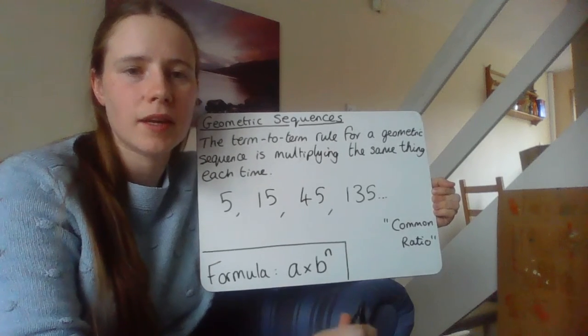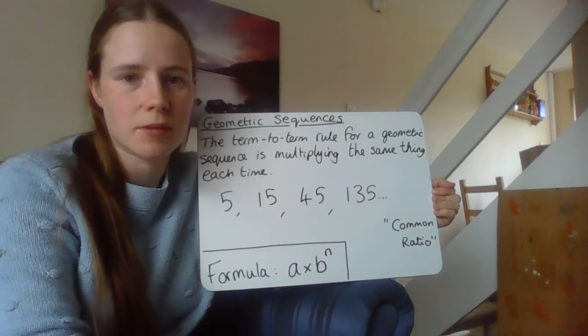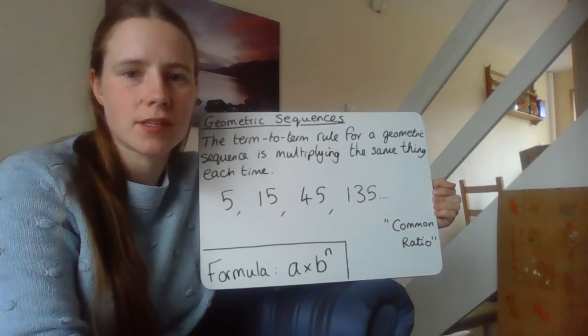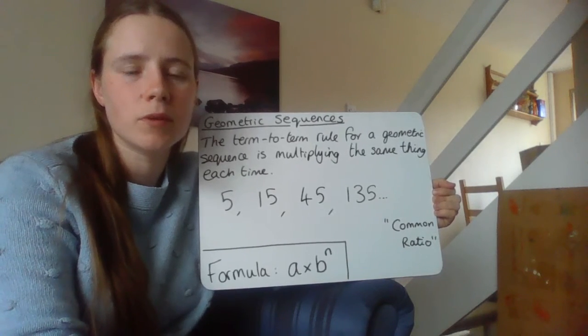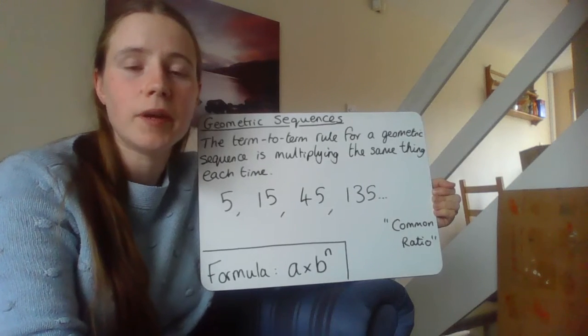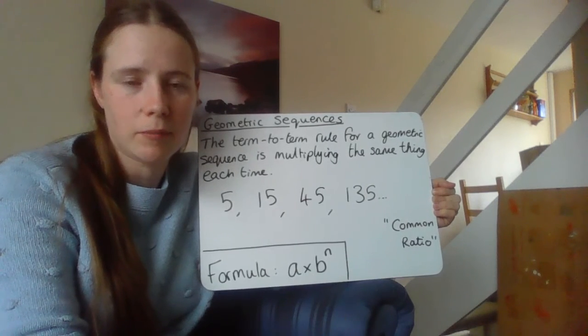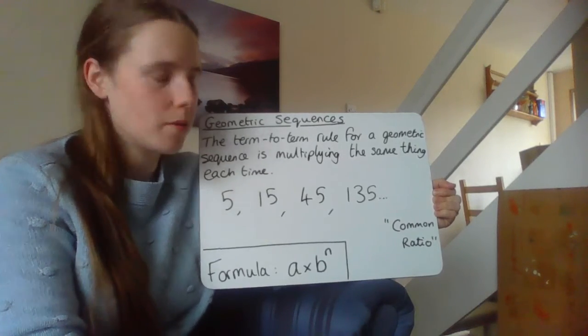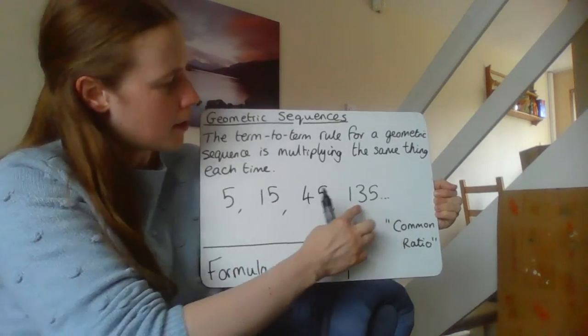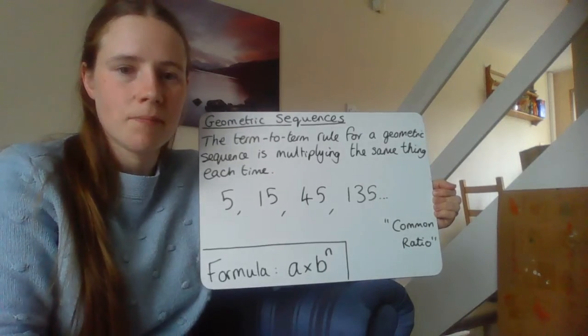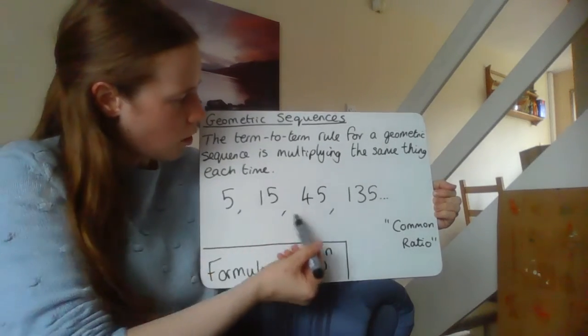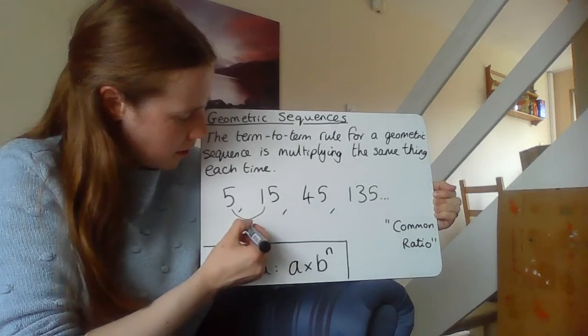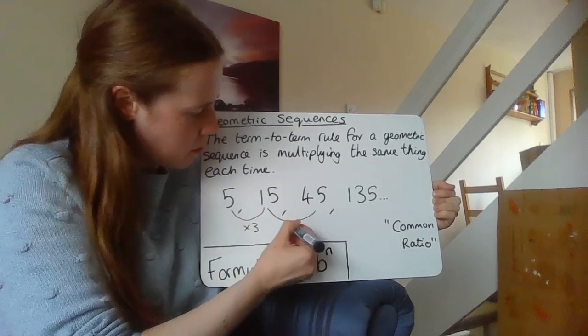So the type of sequence we're going to look at now is geometric sequences. For a geometric sequence, the term-to-term rule is multiplying. You can also think about it as dividing as well, but I'm going to tell you more about that in a minute. So this sequence that I've given you here is a geometric sequence. And if you look at what happens as you go along, every single time you can see we're multiplying by 3.